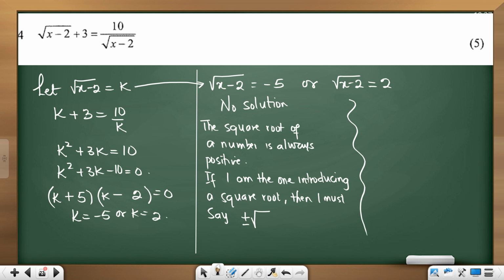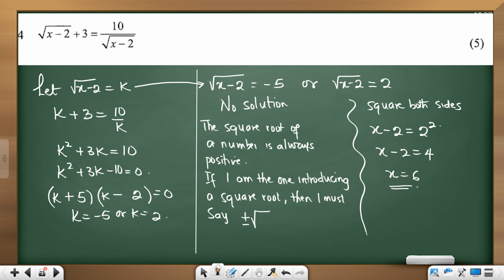So don't tell me that you are going to square both sides. All right? But on the right hand side, it's positive, so I will square both sides. If I square both sides, I automatically get rid of that square root. So x minus 2 equals 4. X equals 6. All right, so your answer is still not here.